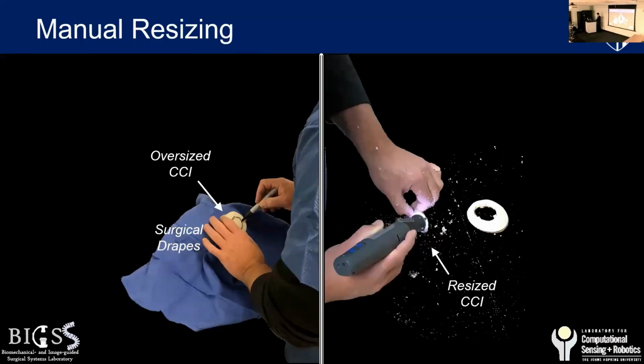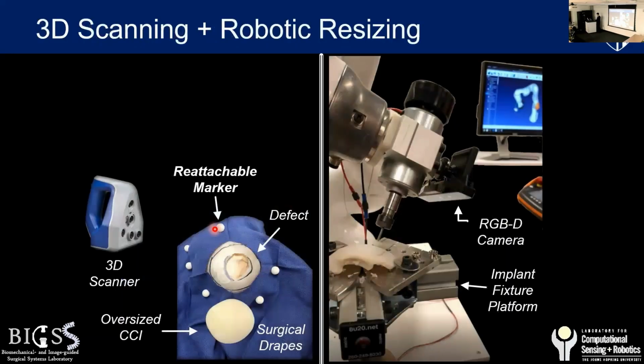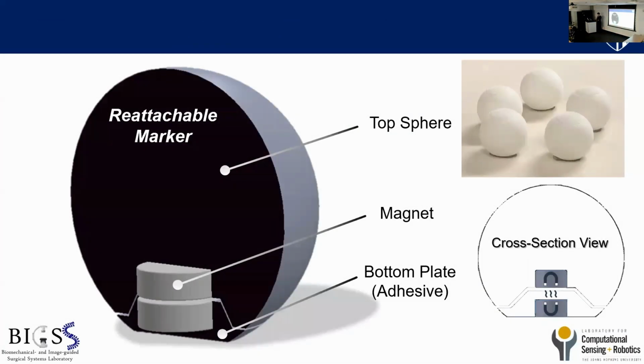In clinical scenarios, surgical drapes are required to cover the patient's head, only leaving the surgical site visible. It makes it very challenging for us to use 3D scanners to register this model to the CT. Therefore, I came up with reattachable fiducial markers that can attach on top of the surgical cloth. And to automatically localize the implant, I added an RGB camera on the robot. Now let me show you the design of the reattachable fiducial markers.